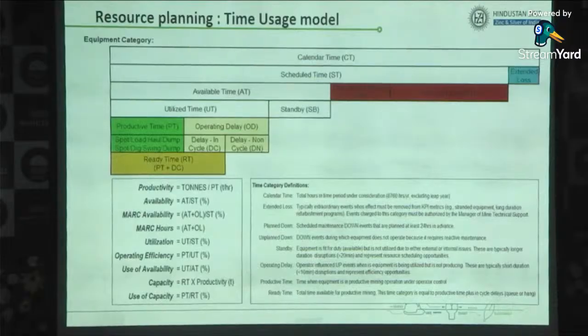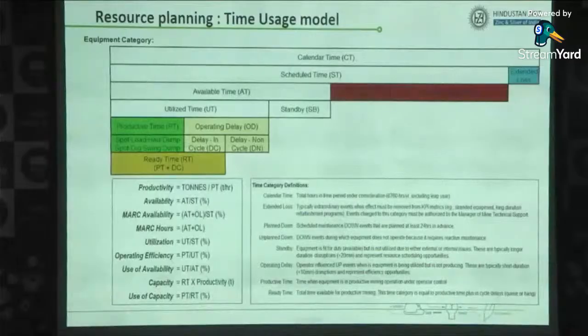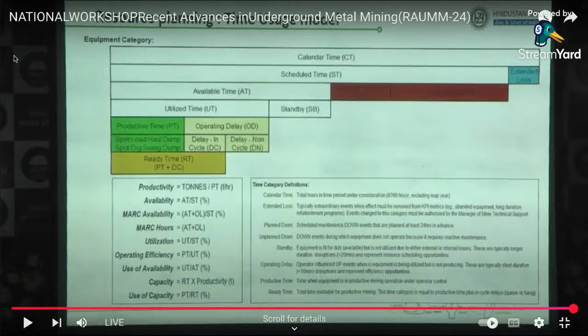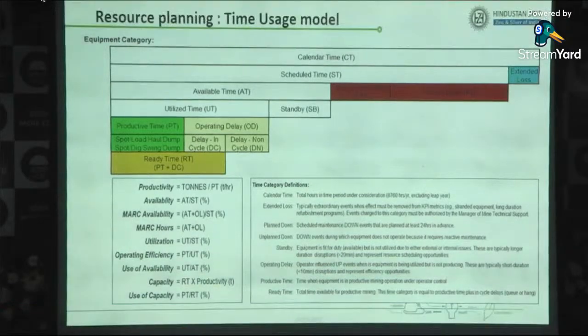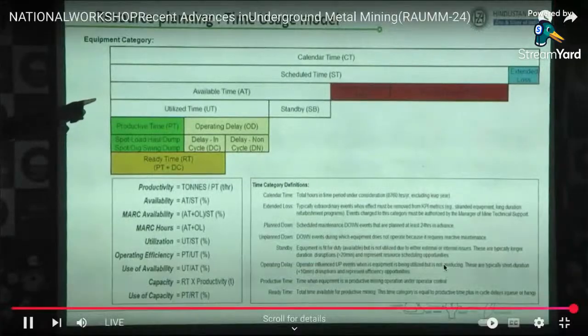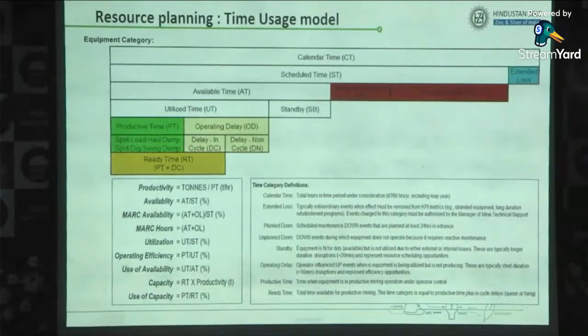Then resource planning. Whatever I have designed, I have to bring some resources like some machines and all. For resource planning, we are using this time usage model. So first is calendar time. What is calendar time? It is 1 year time, whatever the 365 days. Then schedule time is excluding loads like public holidays in which mines are closed. So that is schedule time.